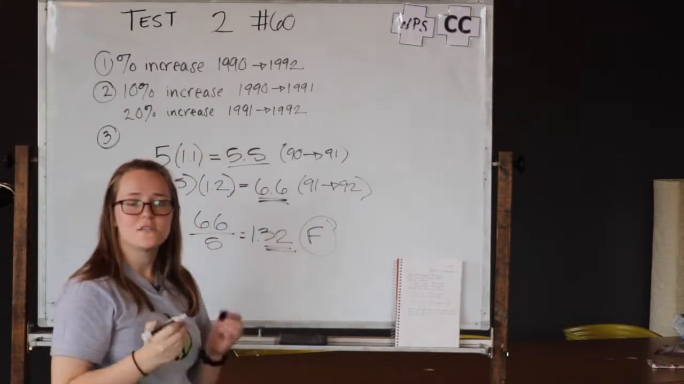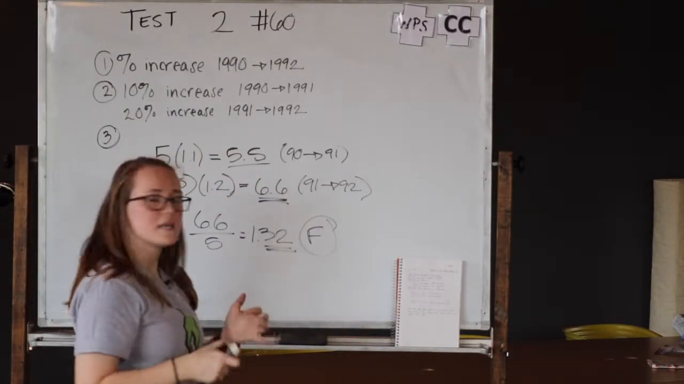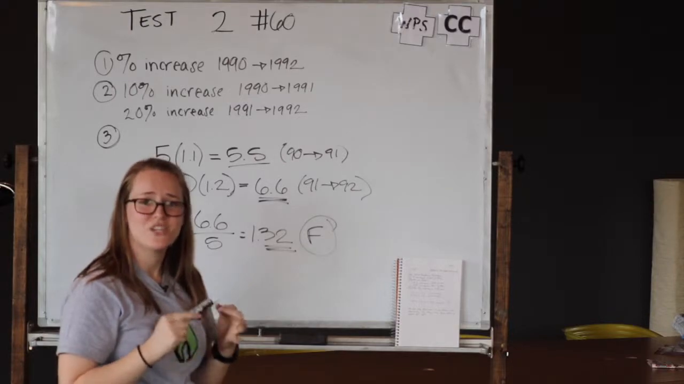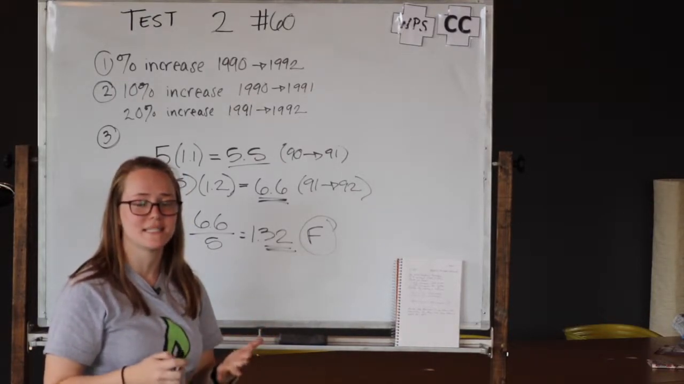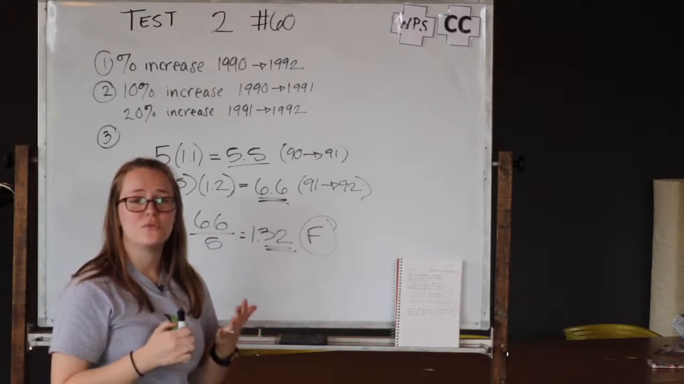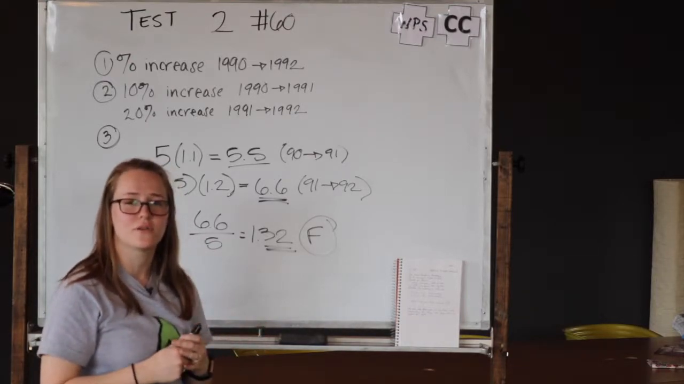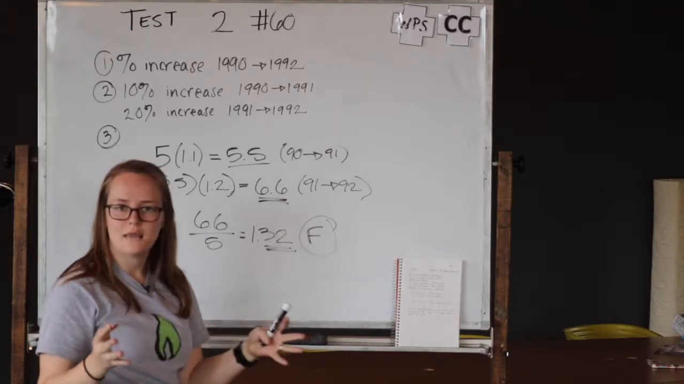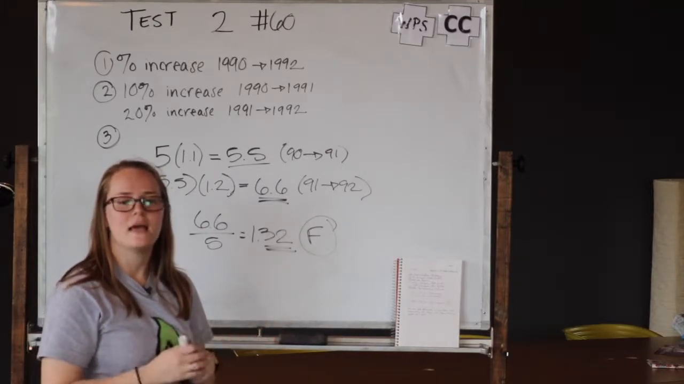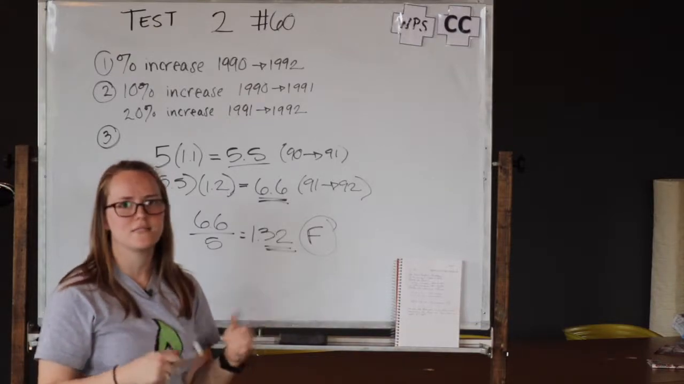The other thing I'll just note for you here is that if you look at the options, H, J, and K are all less than or equal to 20%. And if you read the question, you know it's a more than a 20% increase from 1990 to 1992. So you can go ahead and eliminate those 3 options from the beginning, and then you just need to figure out between the last 2 which one it is.